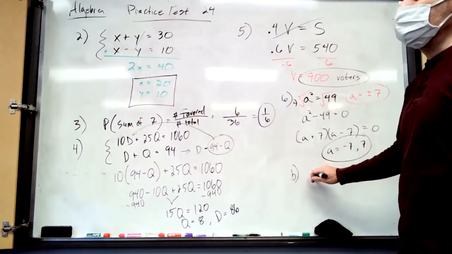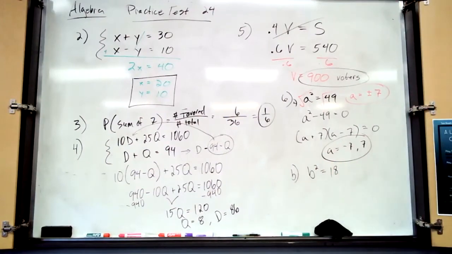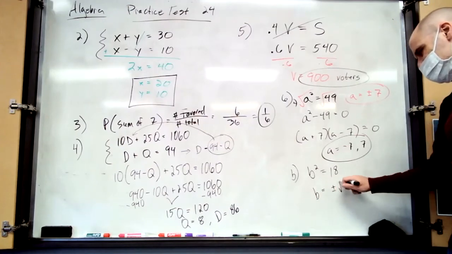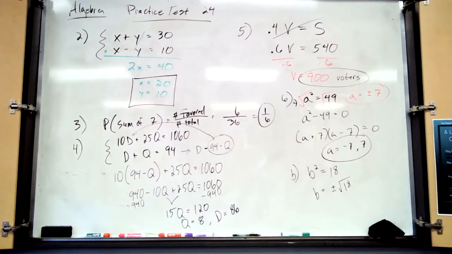B is b squared equals 18. Well, you could do the difference of two squares theorem, or you could just take the square root of both sides. I'm going to take the square root of both sides, and I get b equals positive or negative square root of 18. Can you take the square root of 18? No, but what do you always have to ask? What perfect square goes, is there a perfect square that goes into 18? Yeah, what is it? 9.